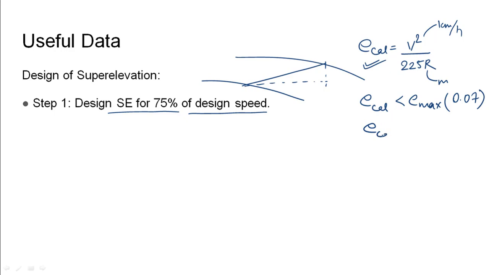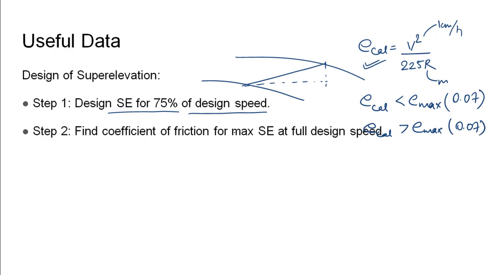But if this value turns out to be more than 0.07, we go to the second step, where we provide the maximum super elevation, that is 0.07, and calculate the coefficient of friction, which is given by F equals v square by 127r. Here we consider the full design speed minus the maximum super elevation, that is Emax.